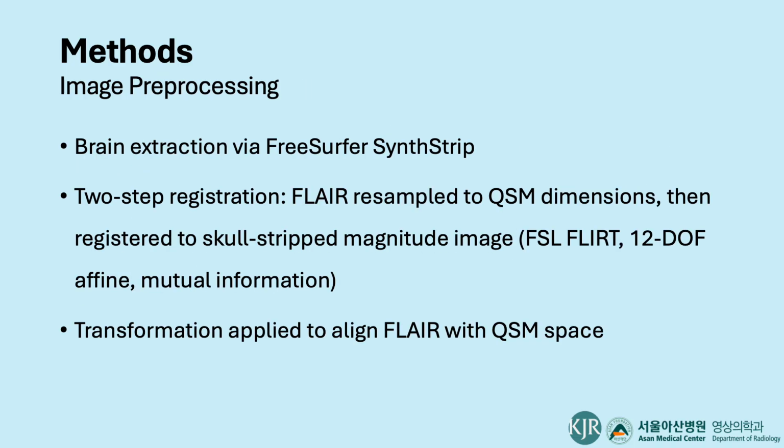For pre-processing, brain extraction was performed with FreeSurfer SynthStrip. Registration used a 2-step strategy. FLAIR was first resampled to QSM dimensions and then registered to the skull-stripped magnitude image using FSL's FLIRT with 12 degrees of freedom. The resulting transformation was applied to align FLAIR with the QSM coordinate space.